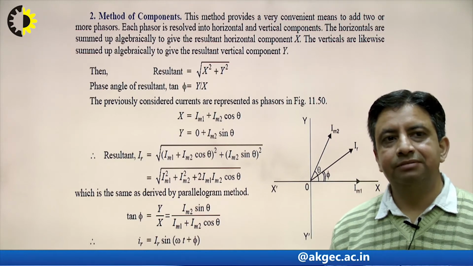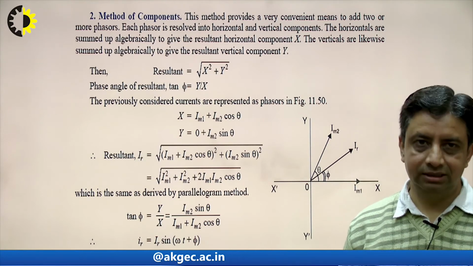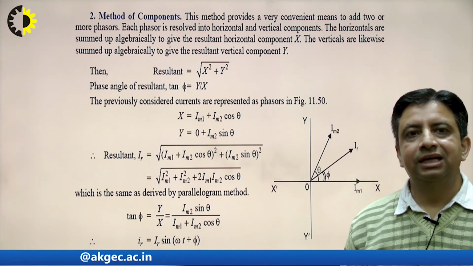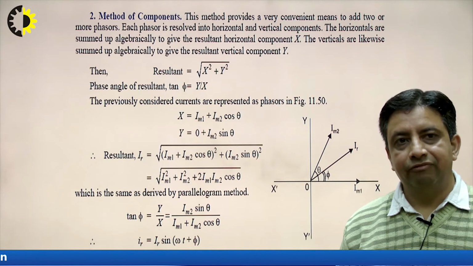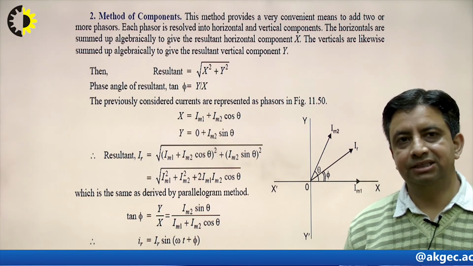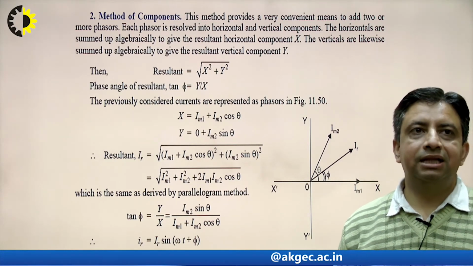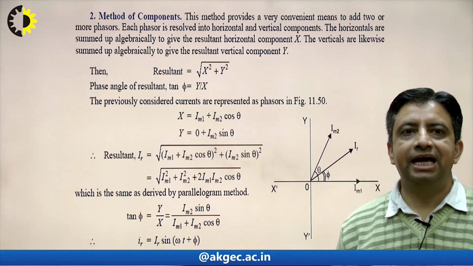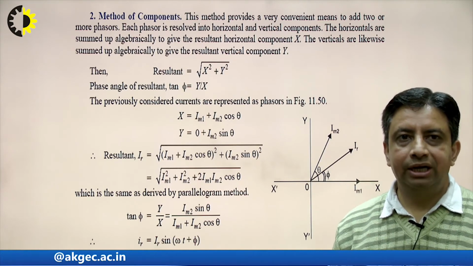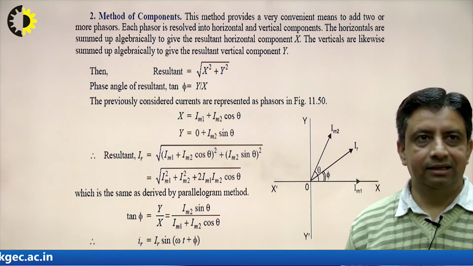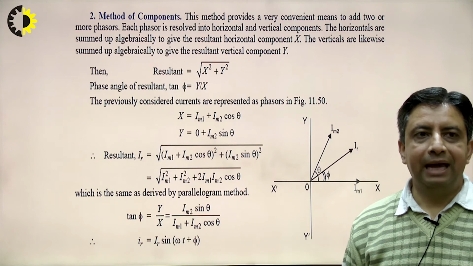But the advantage of this method is that in this particular case, suppose you have 3, 4, 5 phasors, all these phasors can be resolved into 2 components directly. So, the first method, the parallelogram method, has a limitation that it can add only 2 phasors at a time. But in this method of components, as many phasors as you want can be resolved into horizontal and vertical components to find the resultant current directly. So, mostly this method of components is preferred as compared to the parallelogram method.